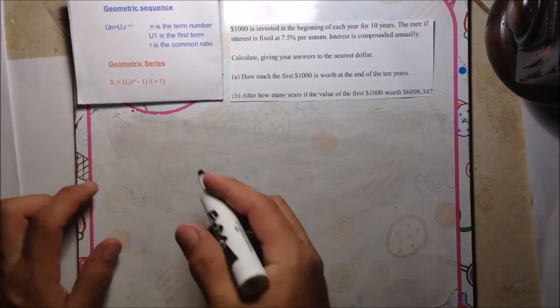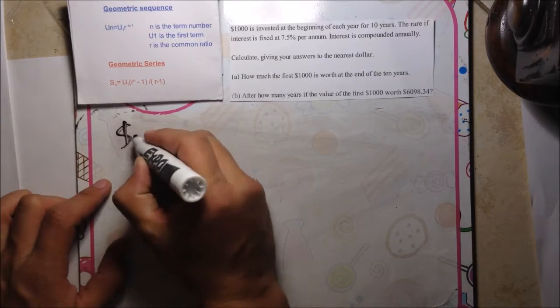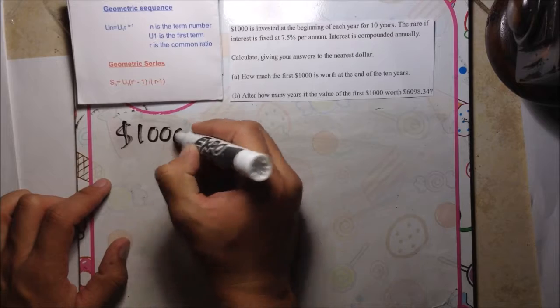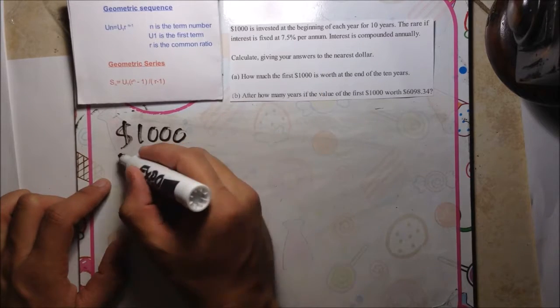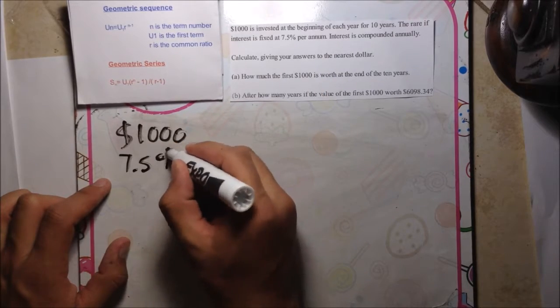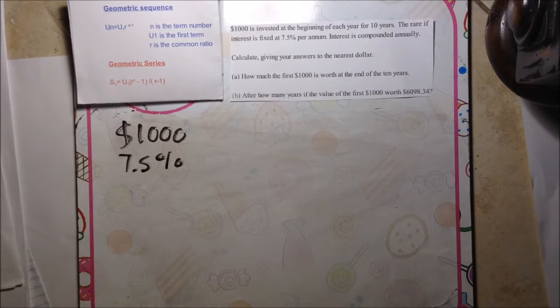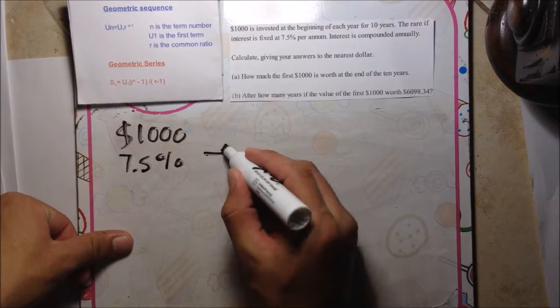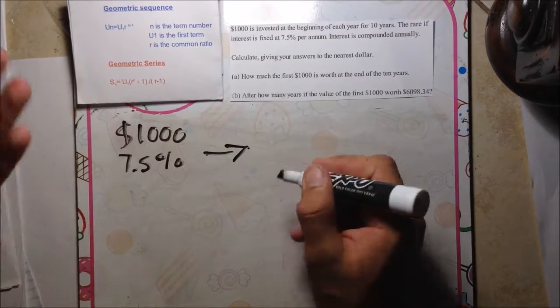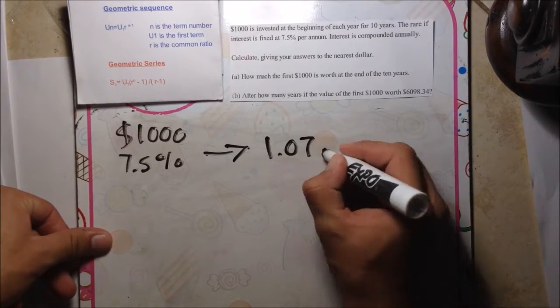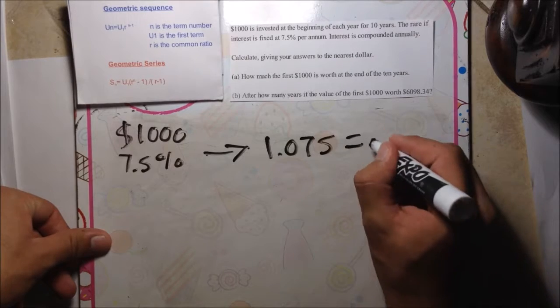So on question A, we're asked to find how much the first $1,000 is worth at the end of 10 years. Looking at the problem, we know that the initial investment is $1,000, and the interest rate is 7.5%. This means the investment grows by 7.5% from year to year, which translates to a ratio of 1.075, which happens to be our r.